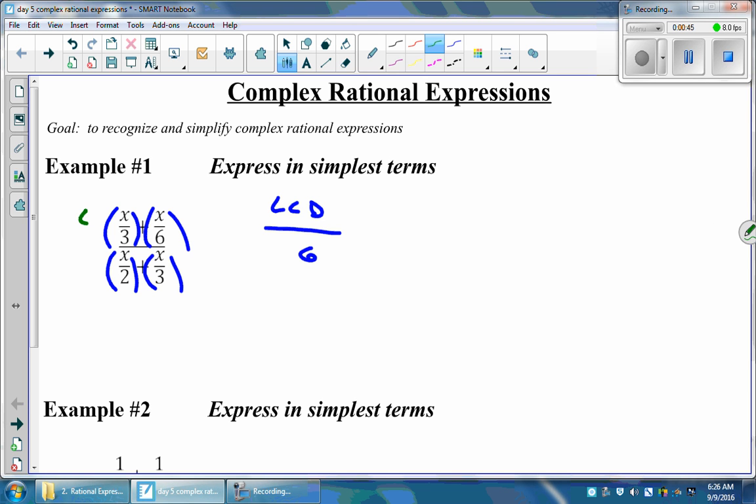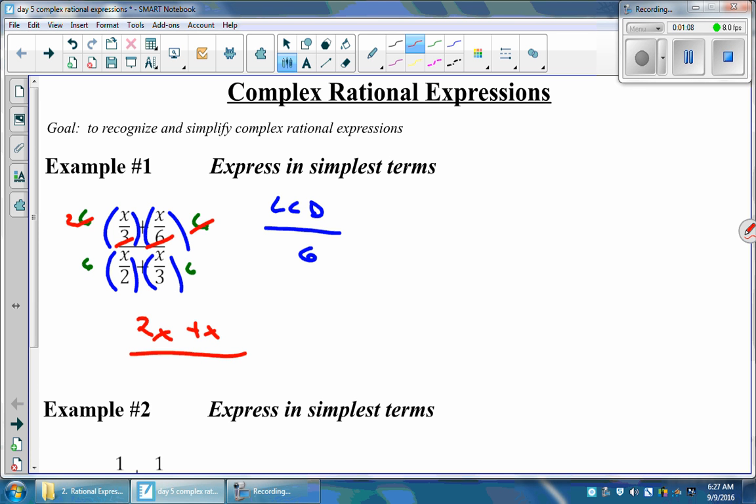If I multiply each of these fractions by 6, we're going to notice that our denominators are all going to go away. In my first fraction, if I take x over 3 and I multiply it by 6, the 3 is going to cancel, the 6 becomes a 2, I multiply what's left, and I now have 2x. Second fraction, x over 6 multiplied by 6. This 6 is going to cancel with that 6, I'm left with an x.